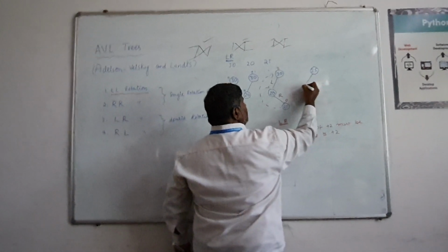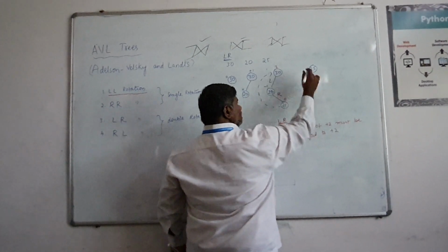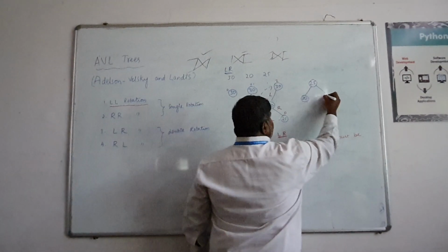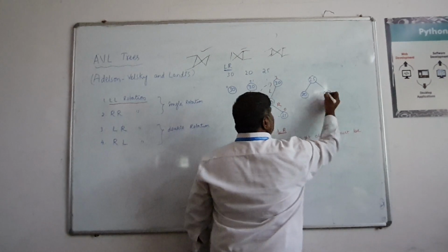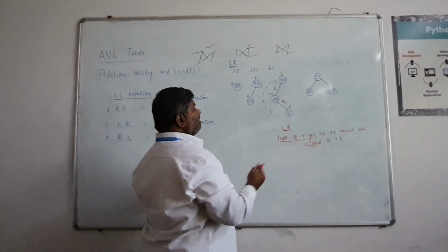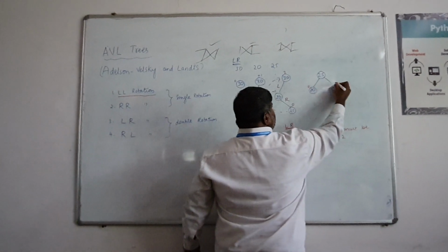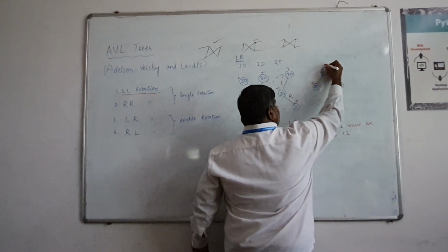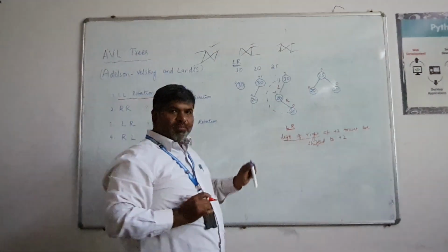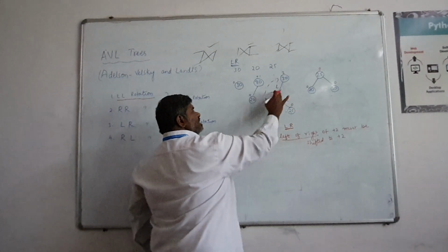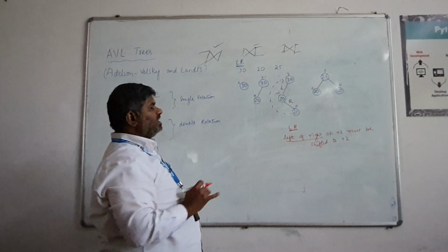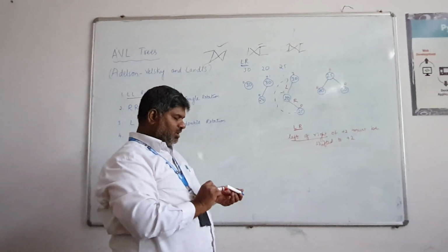Again reconstruct the tree. 20 is less than 25, so it is on the left side. 30 is greater than 25, so it will be on the right side. Now the balancing factors are 0, 0 and 0. 1 minus 1, it is 0. So we call this a double rotation because here it is changing 2 levels. That is LR rotation.